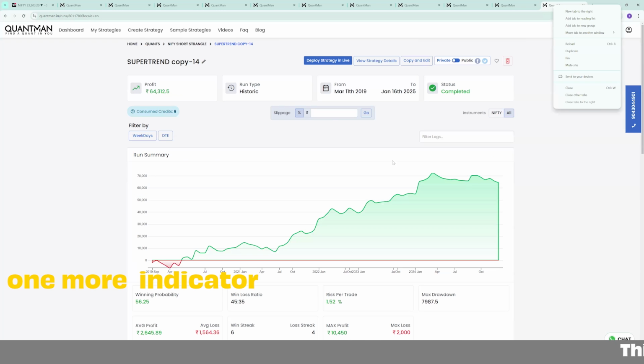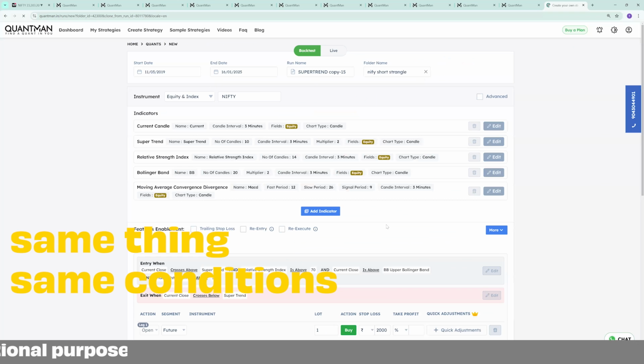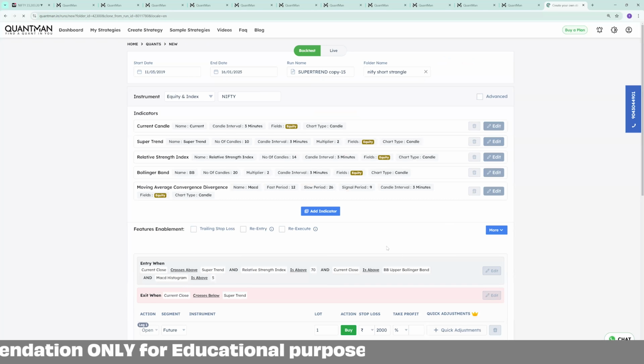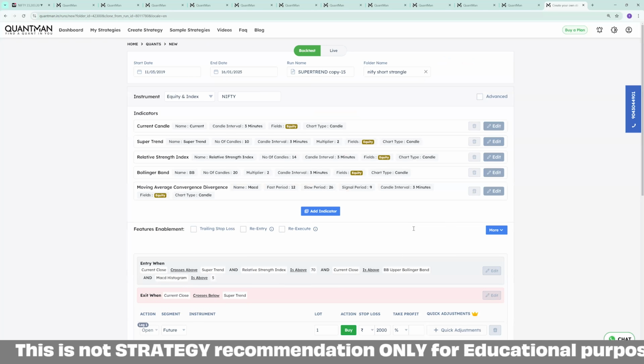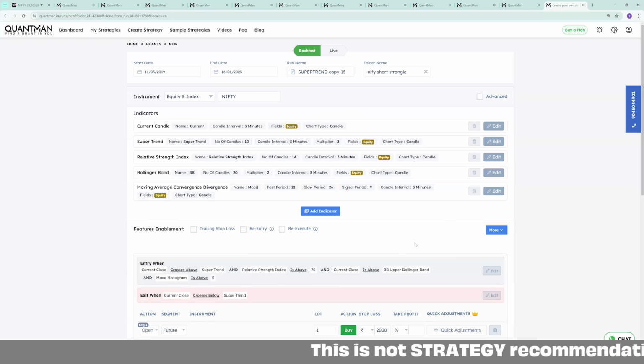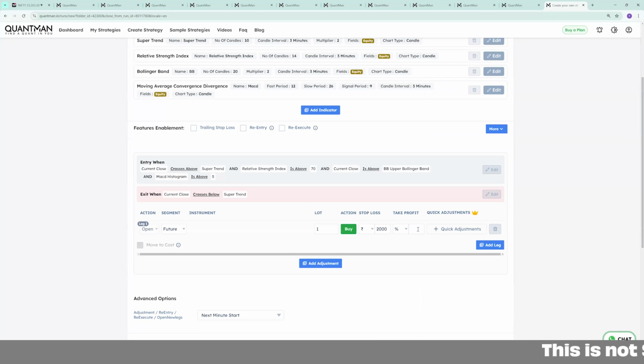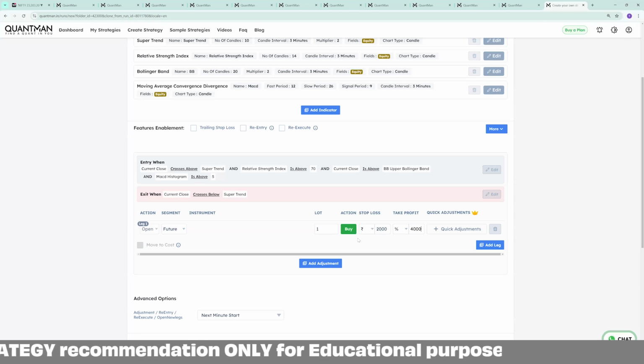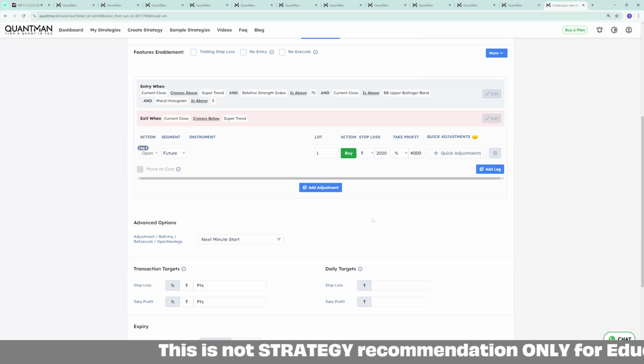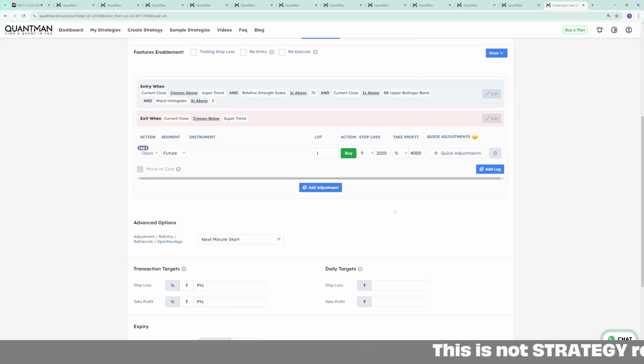Next, one more indicator. Same thing, same condition. I'm using the option chart. Before that, I used 1:2 risk reward. Okay. From 2,000 to 4,000. Generally, if you buy a future, it asks for margin around 1.5 lakhs to 2 lakhs, because right now the margins have increased.